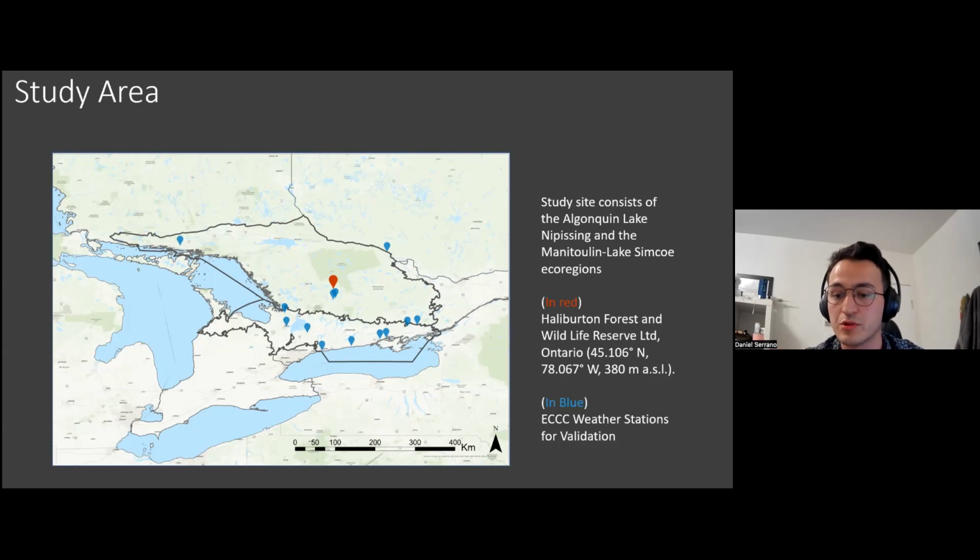These are ecoregions, which are geographical zones grouped by Natural Resources Canada due to similar climates and ecologies. More specifically, they're the Algonquin Lake Nipissing and the Manitoulin Lake Simcoe ecoregions. You may notice that the Manitoulin Lake Simcoe ecoregion, which is the bottom part, doesn't include the main study area of Haliburton, Ontario, but it was included nonetheless because of the importance of lakes in those areas and the location of lakes near population centers. The blue pins that you see are Environment and Climate Change Canada weather stations that have available data for the years of 1990 to 2019, which are later used in comparison to ERA reanalysis data.